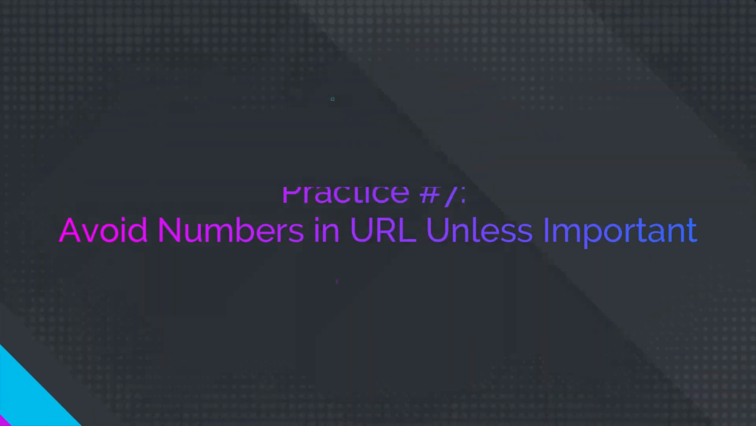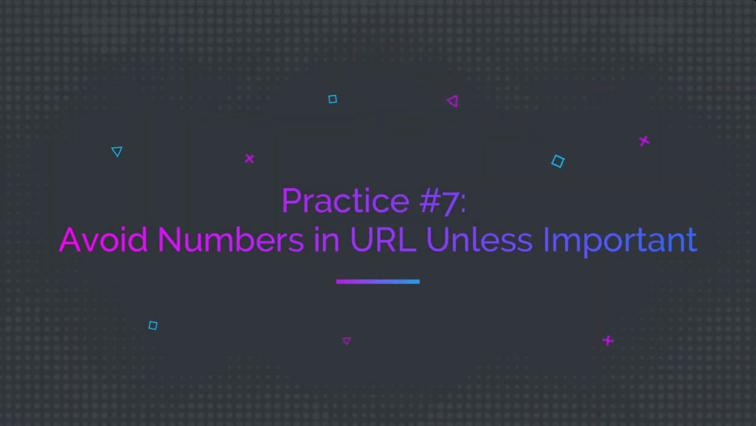The next best practice for SEO URLs is to avoid numbers in your URL unless they are important. Using numbers in URLs is generally a bad idea because it can cause difficulties in the future when you want to update your articles or web pages or change them to meet search intent. All this can cause a lot of 404 errors, or you will need to do a lot of 301 redirects.